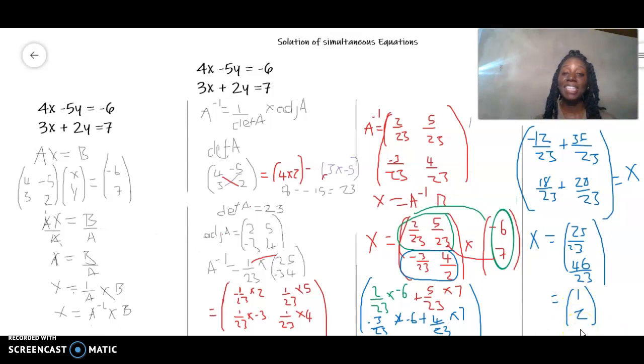So there you have it, solving simultaneous equations using the matrix method.